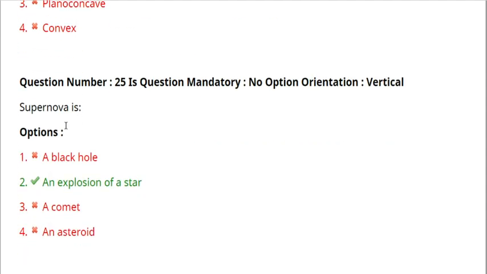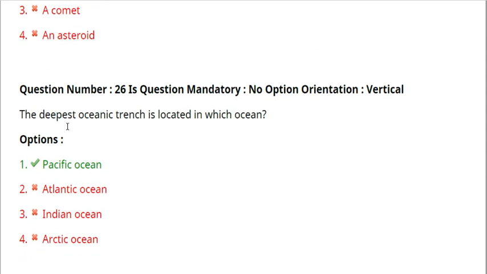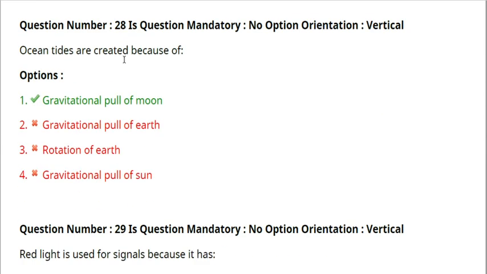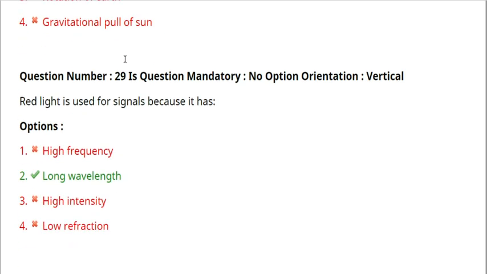Next, supernova means it is an explosion of a star. Deepest ocean trench is located in which ocean? It is located in the Pacific Ocean. Umbilical cord contains 2 arteries and 1 vein. Ocean tides are created because of the gravitational pull of the moon. It is due to the gravitational pull of the moon.